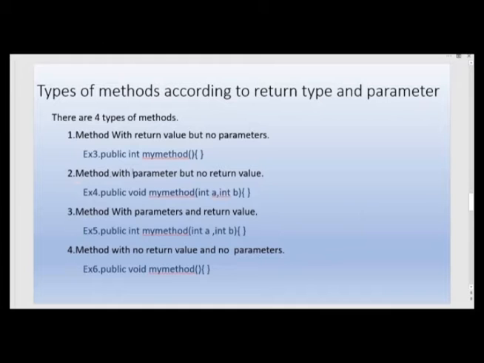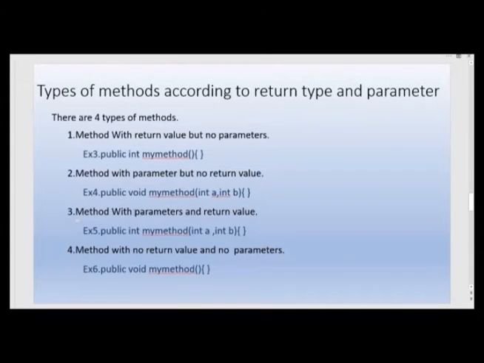The second one is the method with parameters but no return value. Example, public void myMethod. Inside the parentheses there are two parameters, and then the method body. The return type is void. That means this method cannot return anything, and it has two parameters.